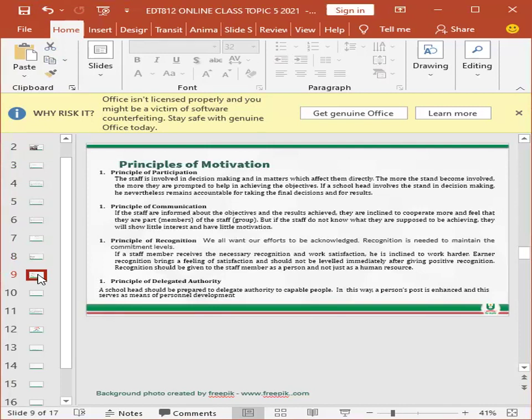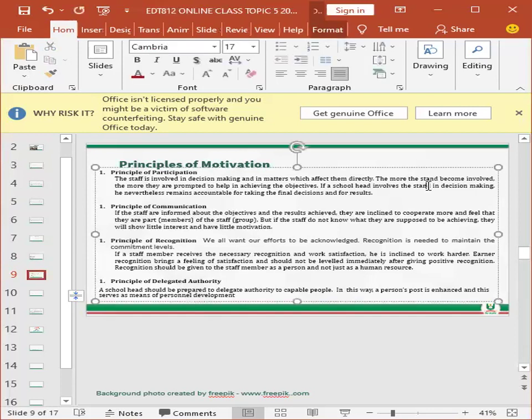The staff is involved in decision making and in matters which affect them directly. The more the staff become involved, the more they are prompted to help in achieving the objectives. If a school head involves the staff in decision making, he nevertheless remains accountable for taking the final decisions and for results. So the staff is involved in decision making.